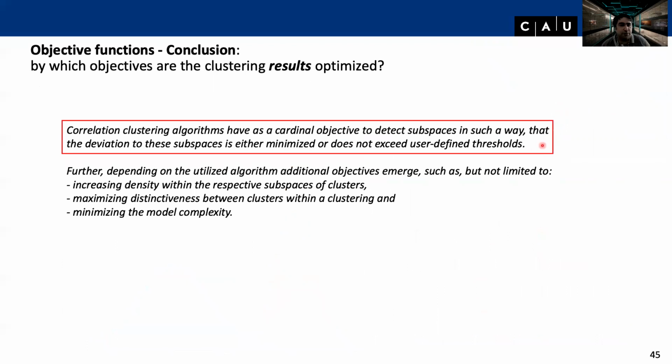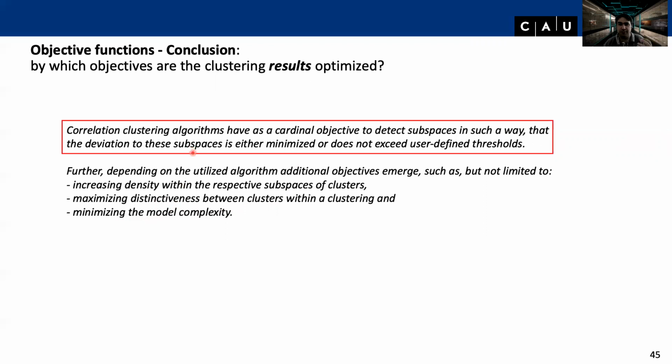And now let us get to a conclusion. So what is the core message that we gain from the previous slides, or what can we say summa summarum? We say that correlation clustering algorithms have as a cardinal objective to detect subspaces in such a way that the deviation of these subspaces is either minimized or does not exceed a user-defined threshold parameter. Further, depending on the utilized algorithm, additional objectives may occur, such as increasing density, like in 4C, maximizing distinctiveness between clusters within a clustering, like in LM class, or minimizing model complexity, like SONAR with a minimum description length.